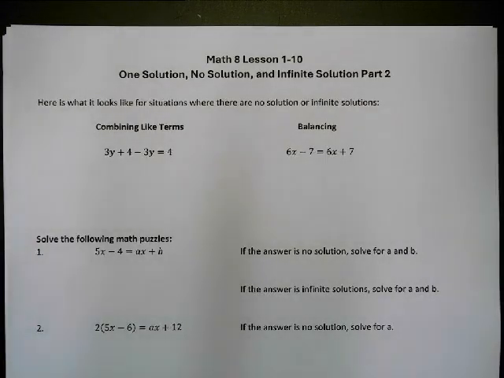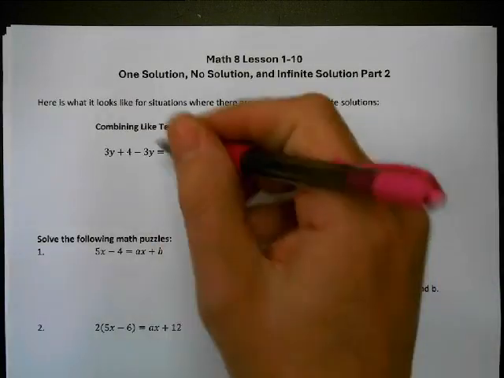All right, so I said last time that there are two steps of solving our multi-step equations where we might get infinite solutions or no solutions. And so here's our 2 steps where they might happen. And so let's look at what it looks like to get no solution or infinite solutions.